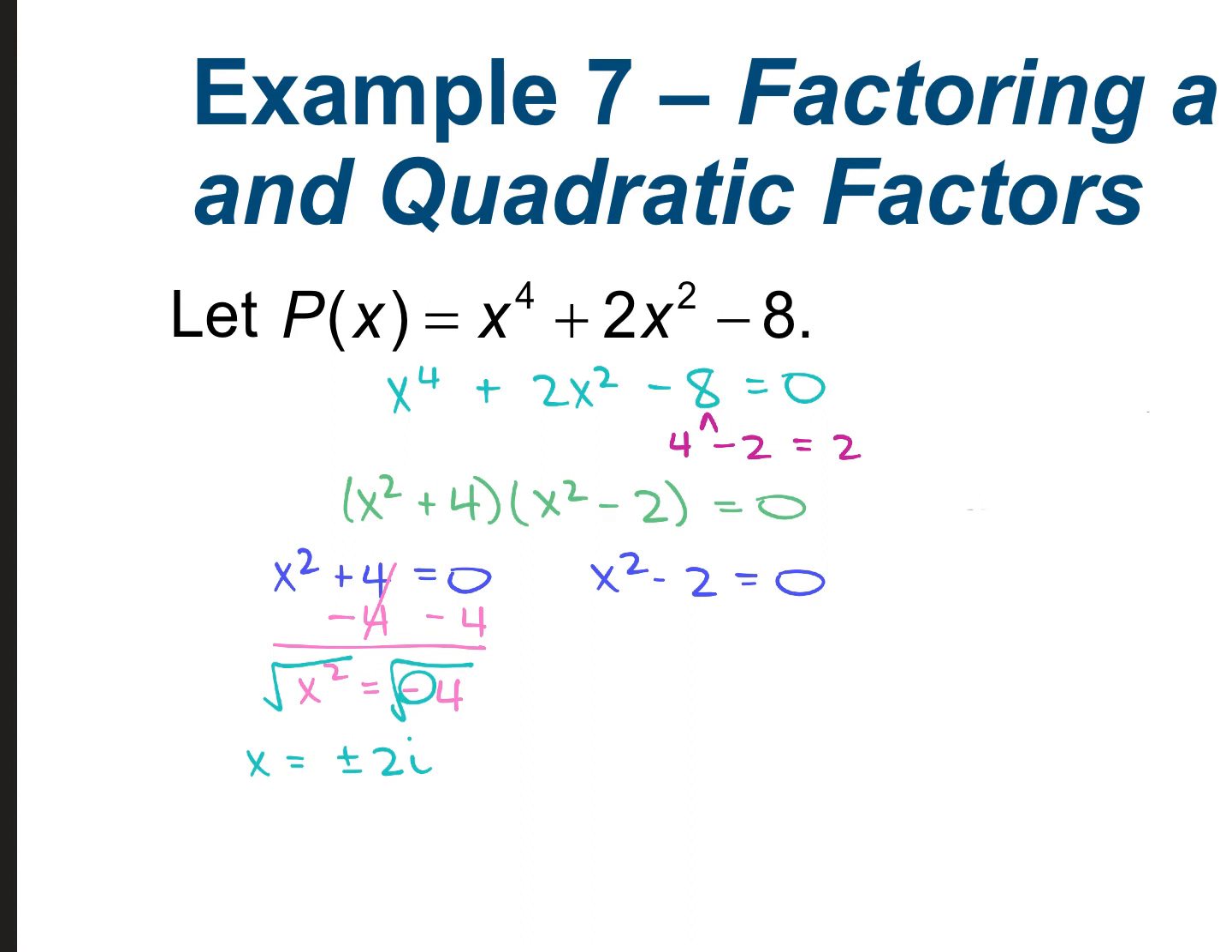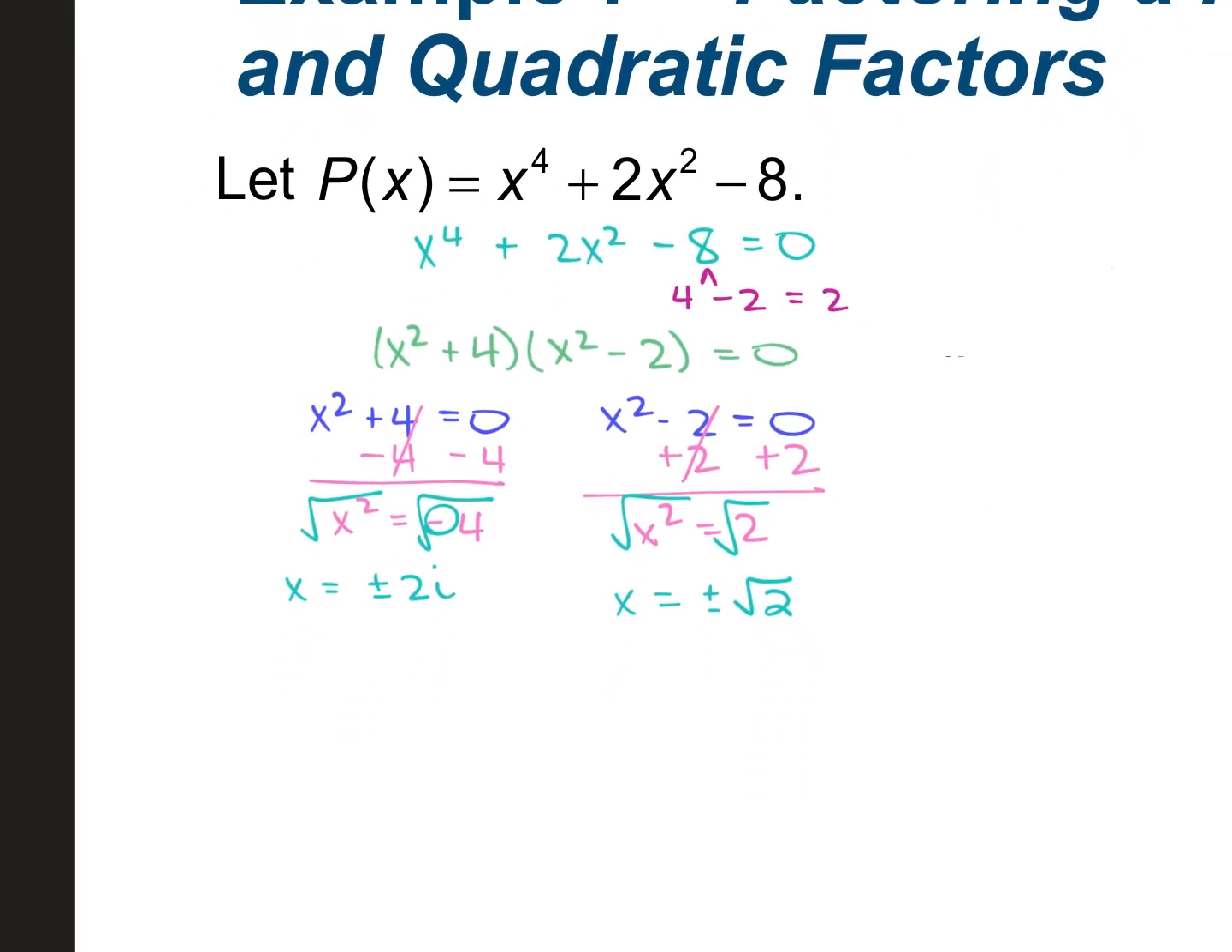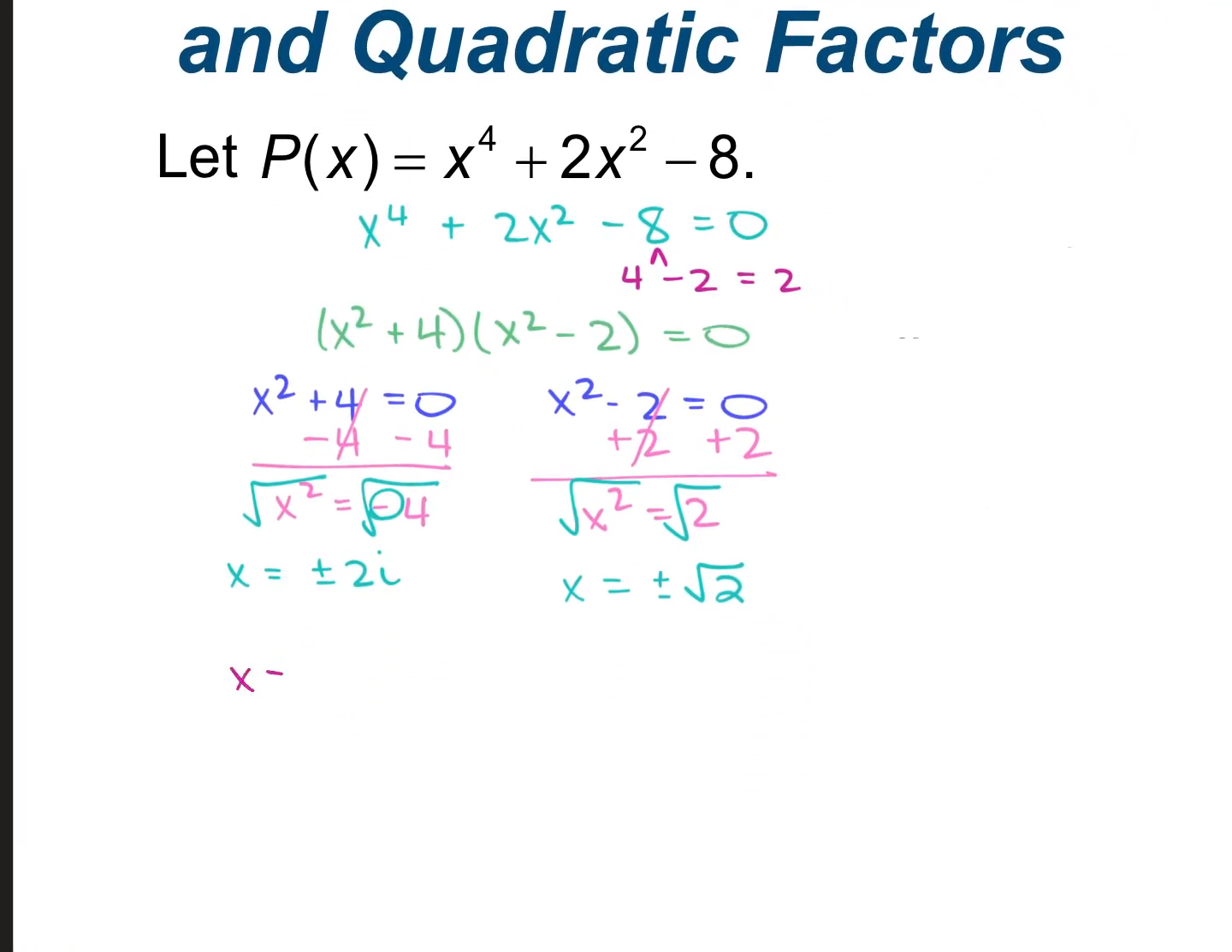For the x squared minus 2 is equal to 0. Add your 2 over. That gives you x squared is equal to 2. And then take the square root of both sides. So you have x is equal to plus or minus the square root of 2. So you have 4 solutions here. So you can write them as x is equal to negative 2i, x is equal to positive 2i, x is equal to the negative square root of 2, and x is equal to the positive square root of 2. If you wanted to write them as a solution set, you could do that as well.